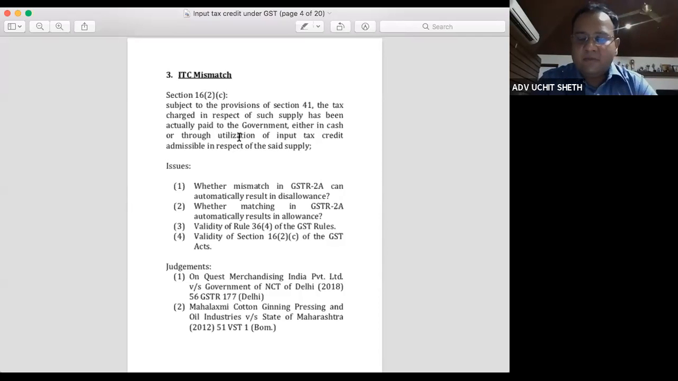Conversely, merely because there is a mismatch in GSTR 2A, that does not ipso facto mean that I am not entitled to input tax credit. Mismatch in GSTR 2A may be due to n number of reasons, but ultimately if I am able to prove that the tax in respect of my transaction is actually paid, then as per this provision, I will be entitled to input tax credit.